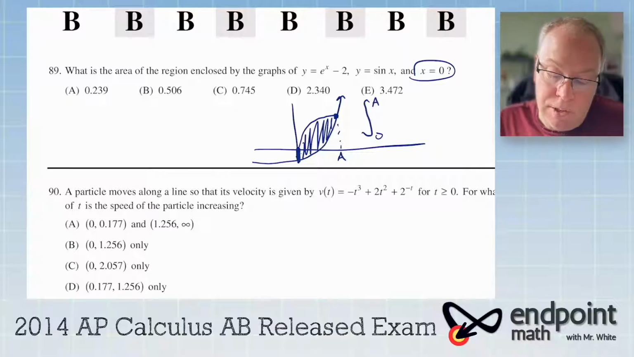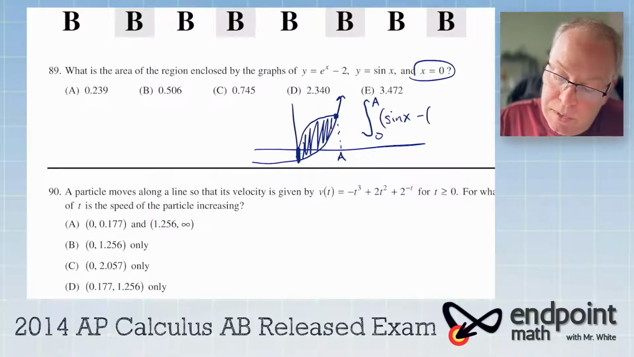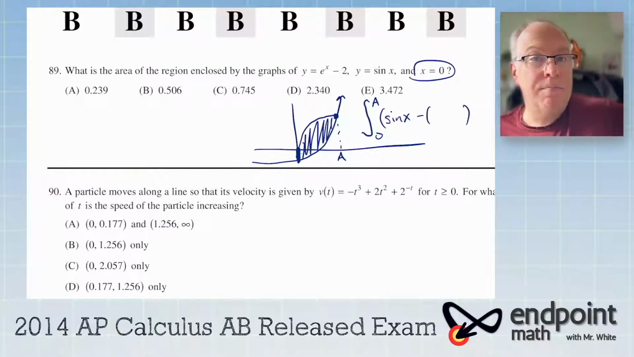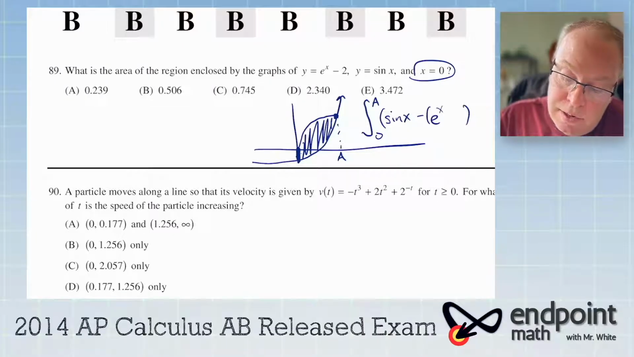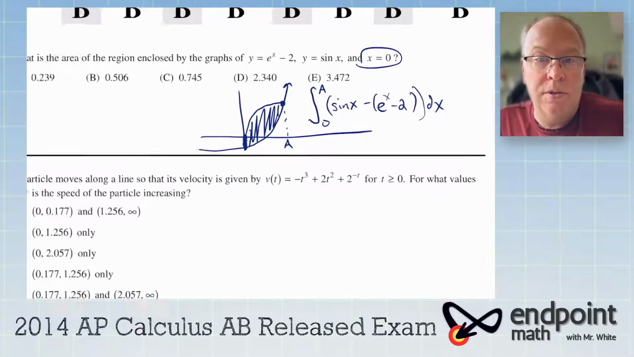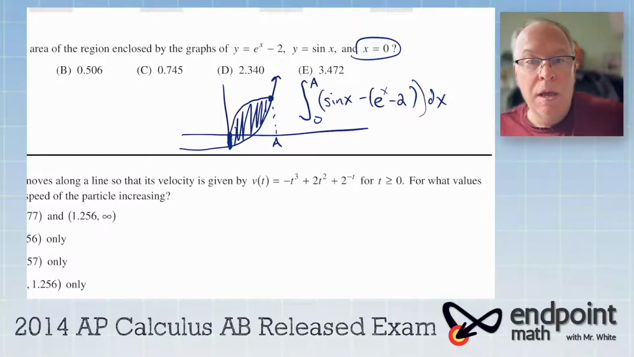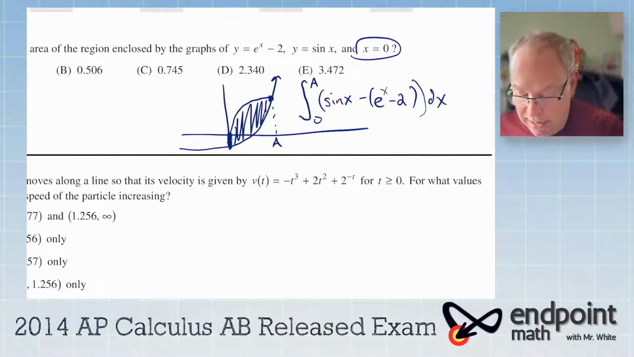So the upper function here clearly is sine x minus the lower function. And because it's e to the x minus 2, you have to put it in parentheses when you put that in the calculator. Otherwise, you very well could get this wrong. dx. All right, so there's the integral we need to plug in. So we will need to figure out where they hit. We could try to do that algebraically, but I think in the end it's going to be faster to just do this with a calculator.